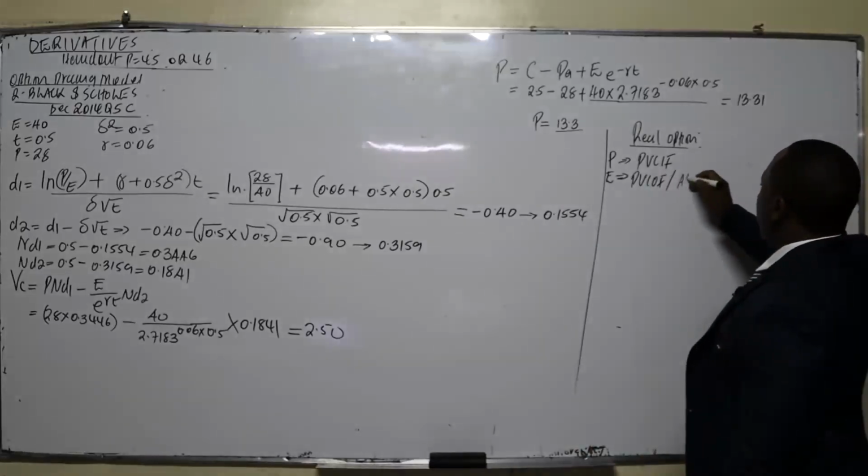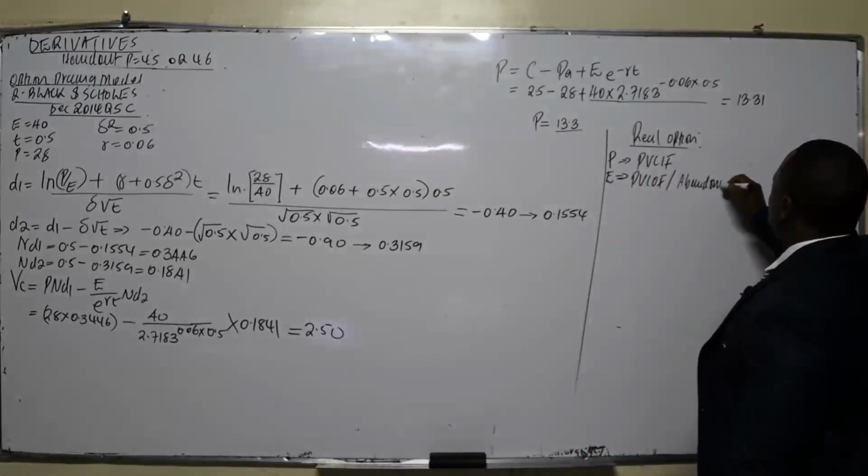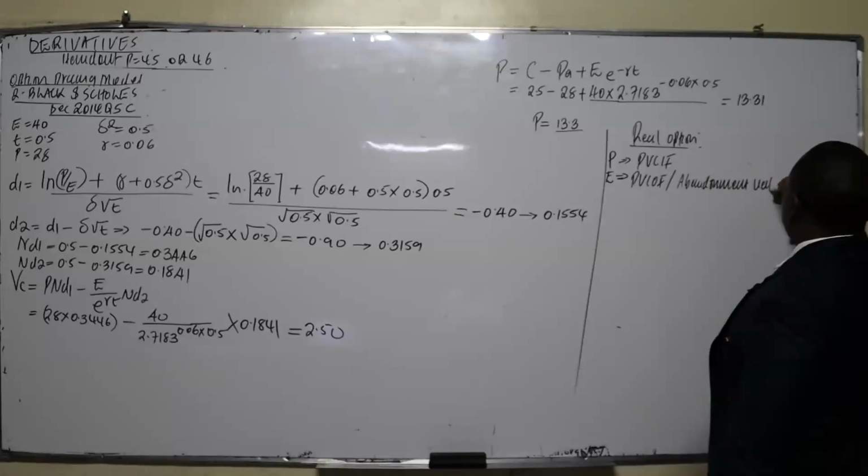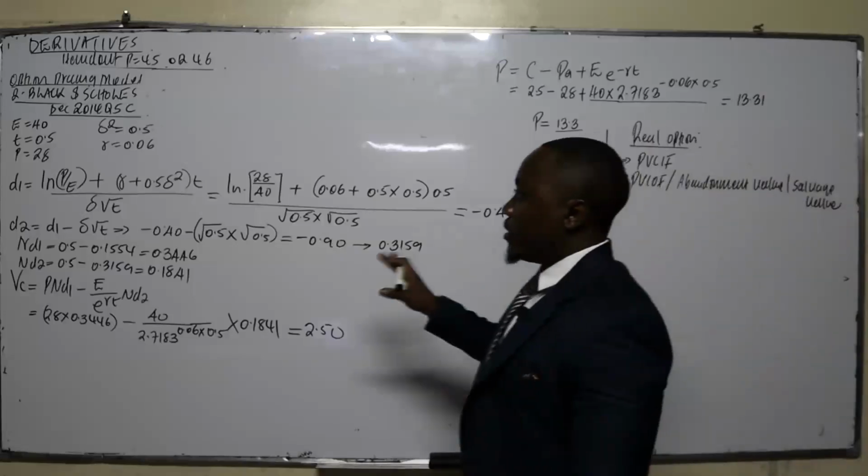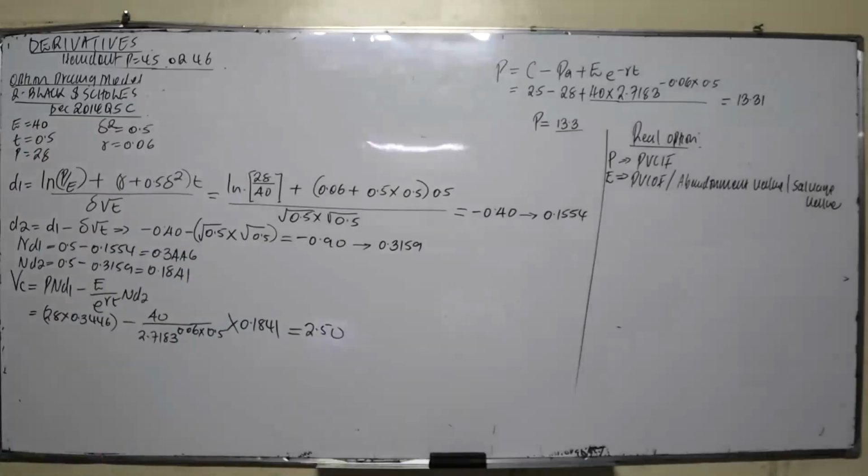You take the abandonment value or the salvage value. That's the only difference. Then from there, the evaluation is the same. So let's go back to our notes or handout.